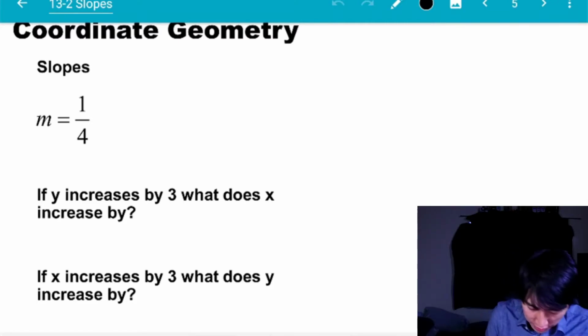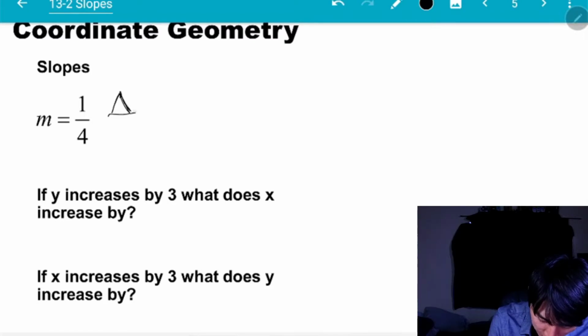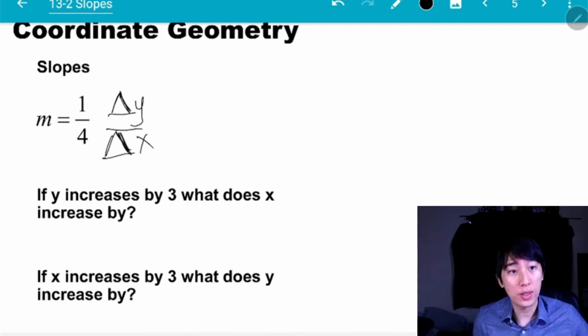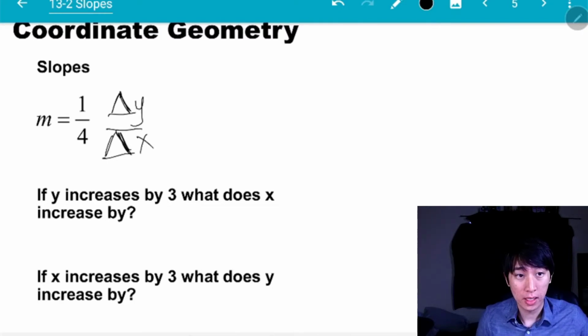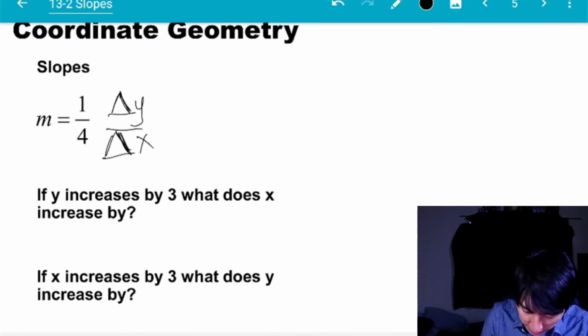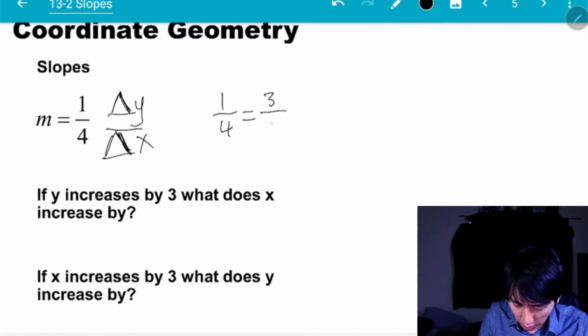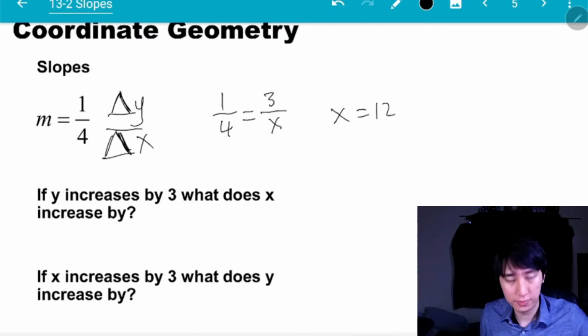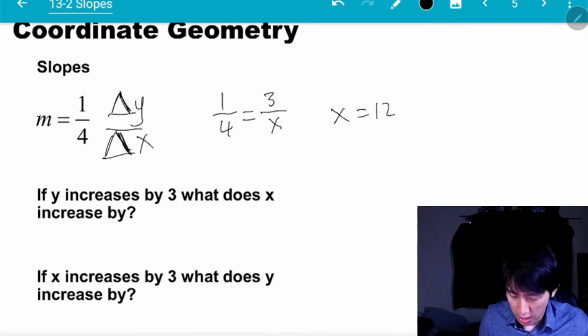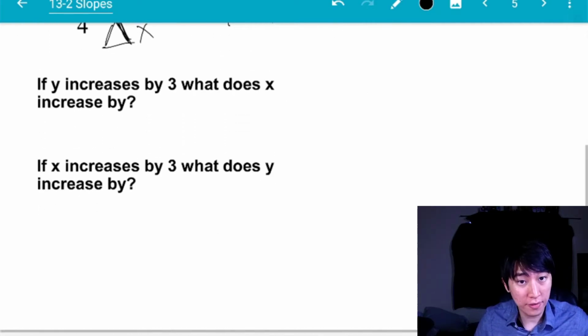Now, in this case, you know this is your change in y over change in x. So you know that if you increase y by 1, you have to increase x by 4. So if you increase y by 3, you have to increase x by 12. The way you set that up is 1 over 4, that's your slope. But you know that you increased y by 3, so what do you increase x by? So then you just solve the proportions. We have x equals 12 using cross multiplication. Done.